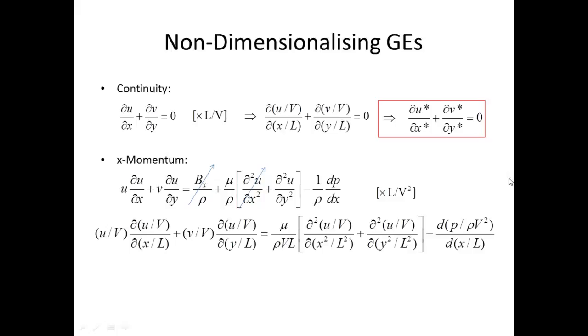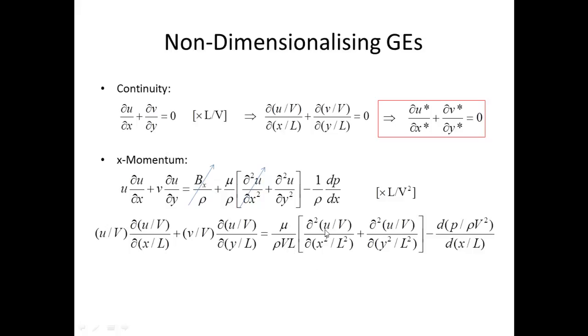For the pressure derivative, I am bringing the density term into the derivative. So I have P by rho, and again I am dividing the numerator with V square and the denominator with L. So now if you see this one, U by V is U star. Similarly, x by L is x star, and we have mu by rho VL. Remember that rho VL by mu is the Reynolds number, so this term here becomes 1 by Reynolds.